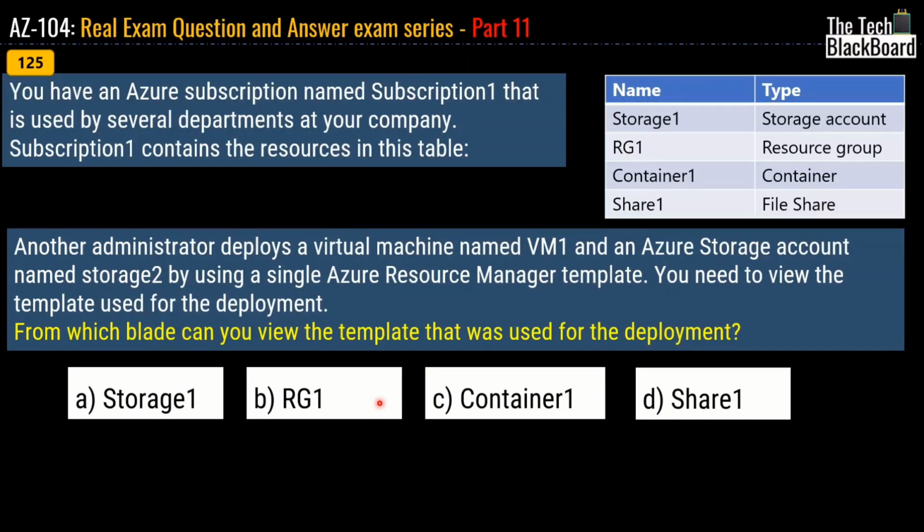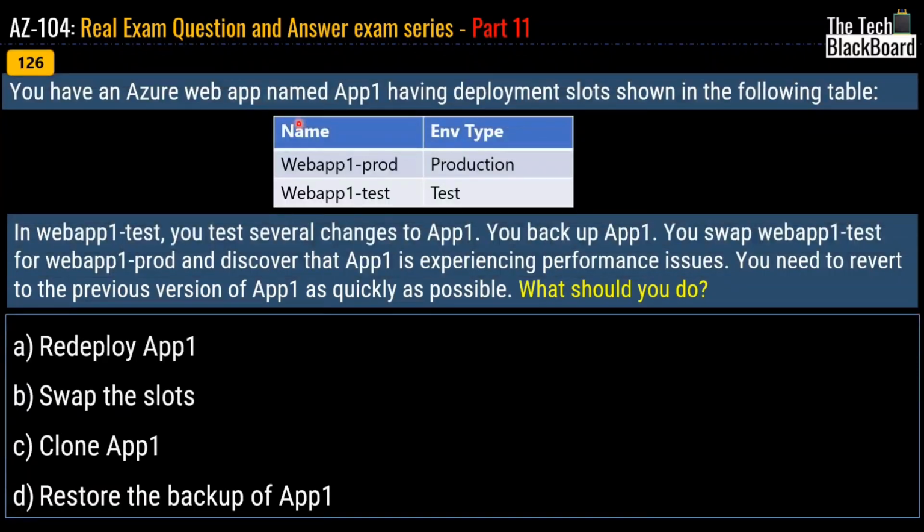The correct answer, of course, is RG1 or the resource group. Now we have question number 126. It says that you have an Azure web app named App1 having deployment slots shown in the following table. You can see we have two web app names. We have web app 1 prod, which is production, and then we have web app 1 test, which is a test environment. Further on, the question says in web app 1 test, you test several changes to app 1.